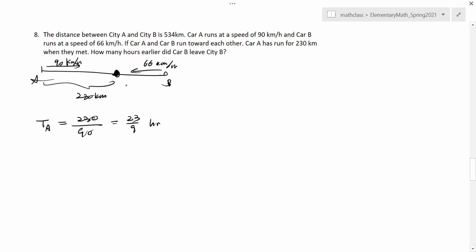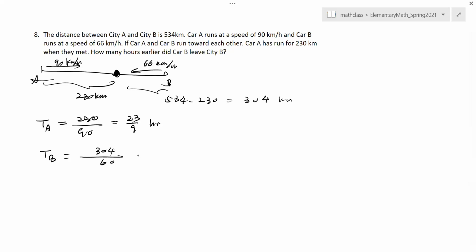Then the distance traveled by car B is going to be 534 minus 230, and that is 304 kilometers, right? So the time car B spent on the road is 304 divided by 60. If you don't want to simplify, this is the number.